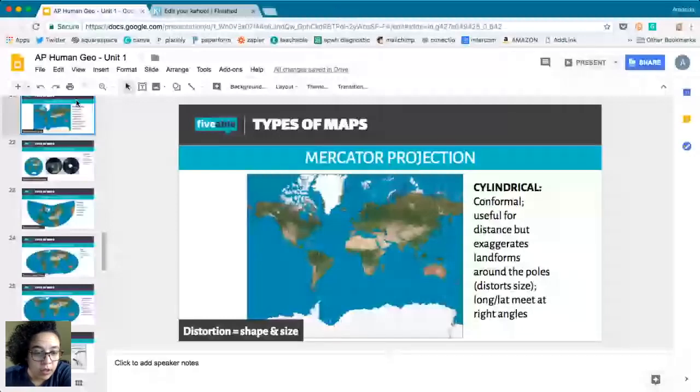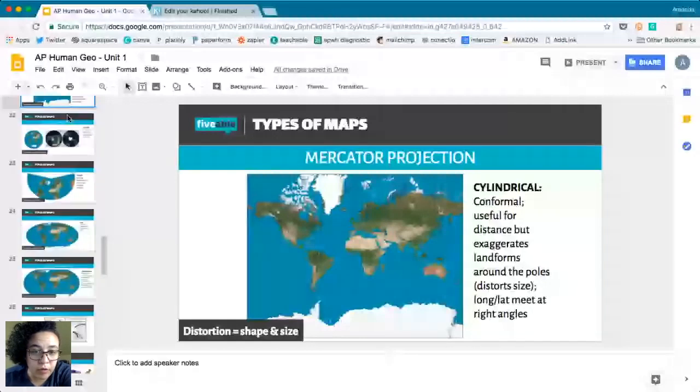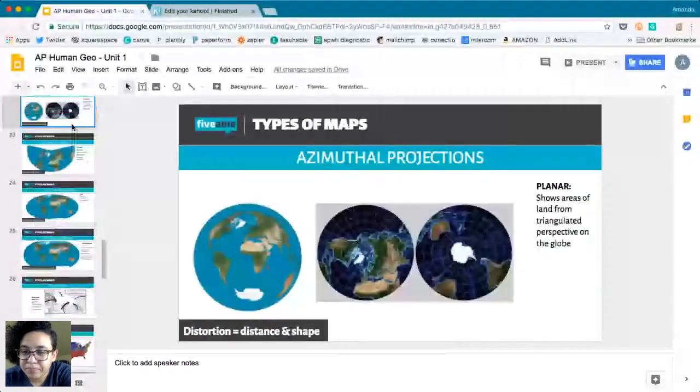All right, someone had said this one before, azimuthal. It's tough. This one is showing you land from different perspectives on the globe. It is going to distort distance and shape, because you're looking at it from the top. So you can't really tell distance as much there, and you can't really tell the shapes entirely. It's distorted quite a bit.